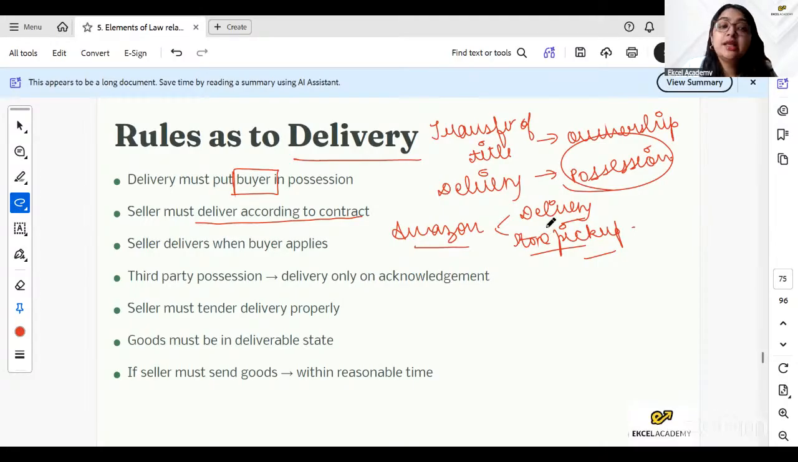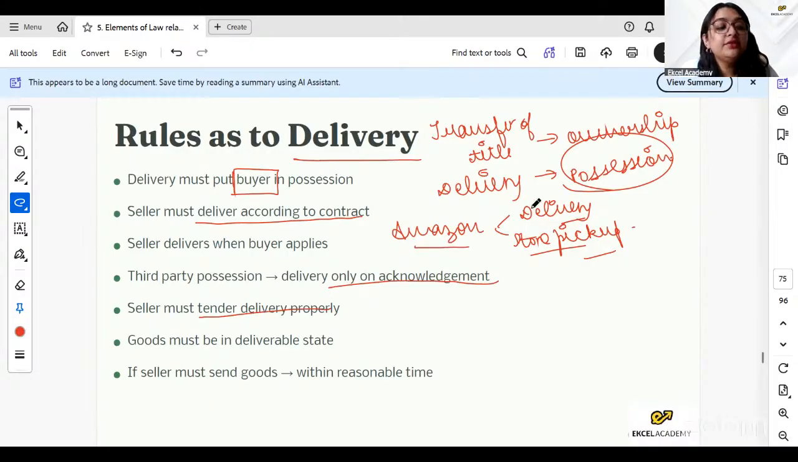Seller delivers when the buyer applies. Third party possession: delivery only on acknowledgement. Sometimes a third party can also possess. So maybe this store is not owned by Amazon, it is owned by someone else. That is what third party possession is. Seller must tender delivery properly.